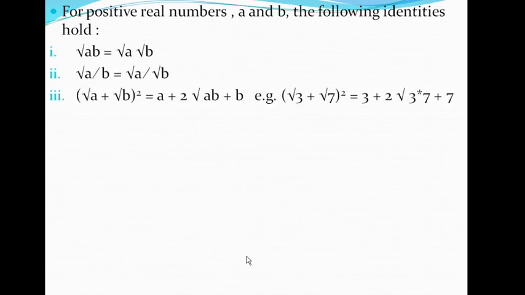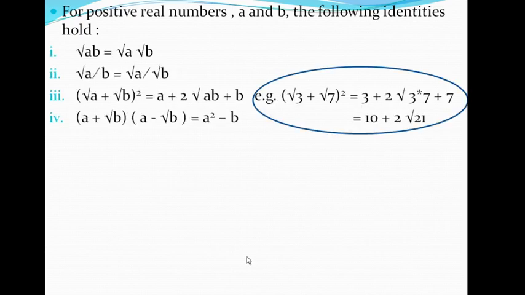See, these are the identities you have to learn. I have given one example also to understand this. (a plus under root b) whole square. So this is the example, go through it. (Under root 3 plus under root 7) whole square. A is 3 here, B is 7 here. So a plus b plus 2 under root ab. So the result is 10 plus 2 under root 21.